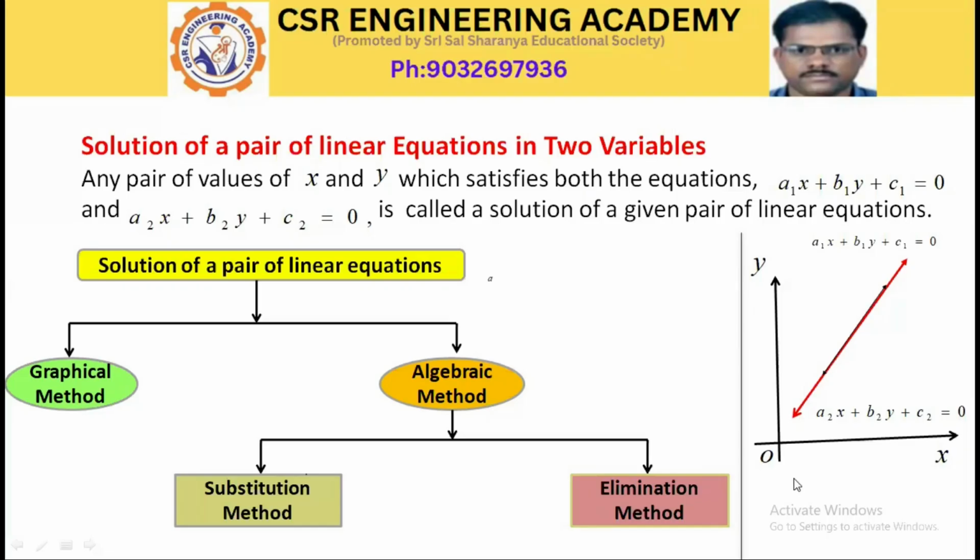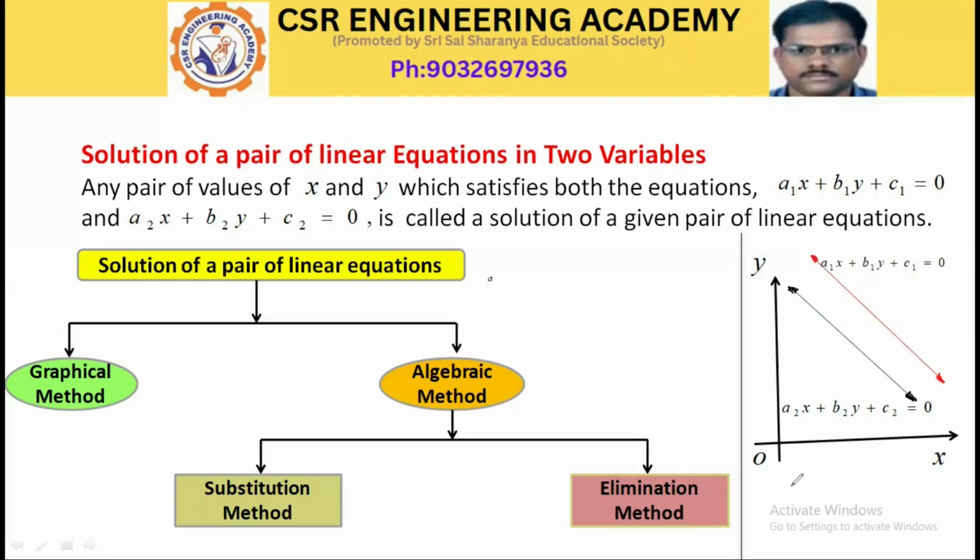If the lines representing the linear equations coincide, then the system of equations has infinitely many solutions. In this case, the pair of linear equations is consistent and dependent. If a1/a2 = b1/b2 = c1/c2, then the pair of linear equations is consistent with infinitely many solutions. Here two lines coincide with each other.